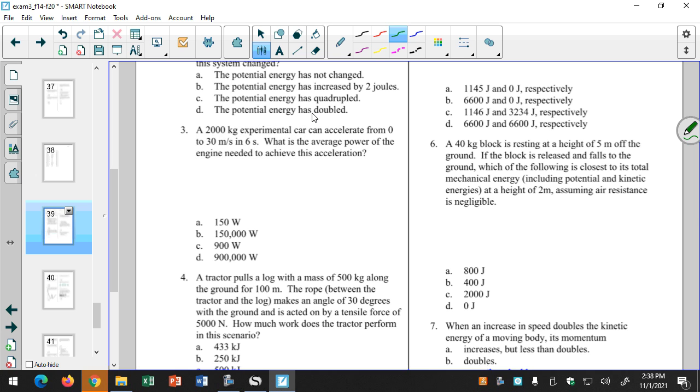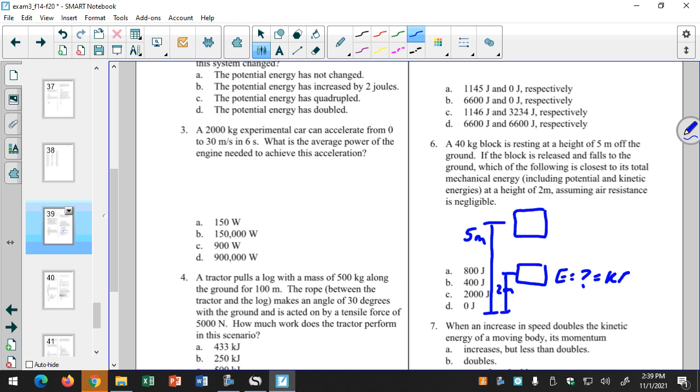Yeah, so this is a good application of the conservation of energy. I have a block at 5 meters. It drops to 2 meters from the ground, and I want to know what is the total energy at this point. Total energy is the sum of the kinetic energy plus the potential energy. It has both. But it's also equal to the energy up here, where it only has potential energy. So if I can figure out the energy at the top, that's going to equal the energy at 2 meters.